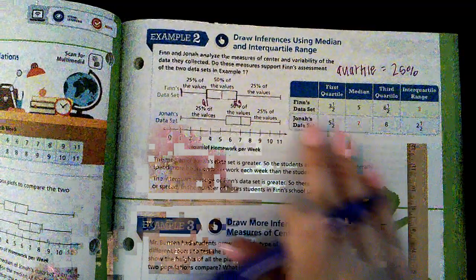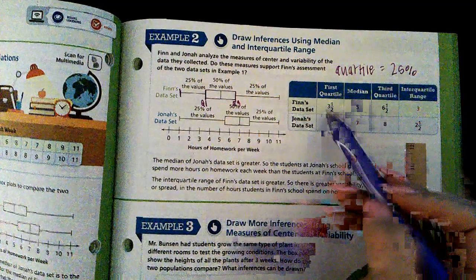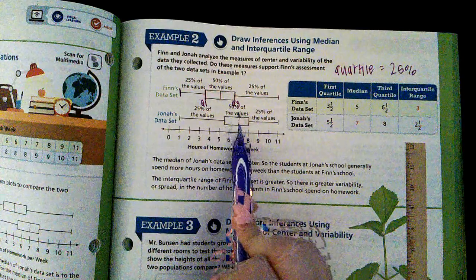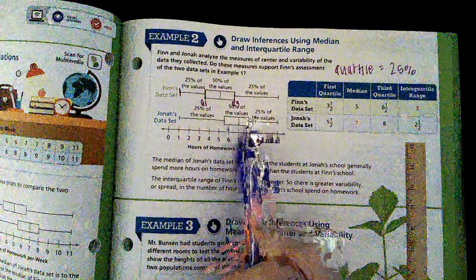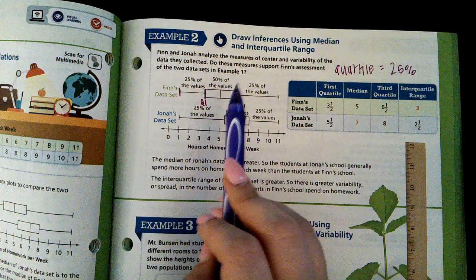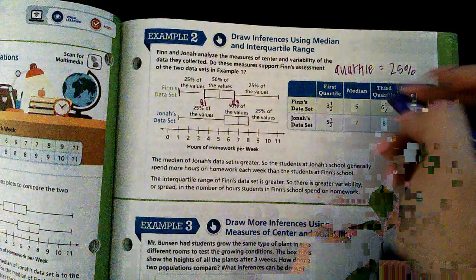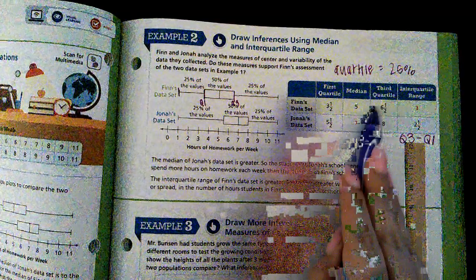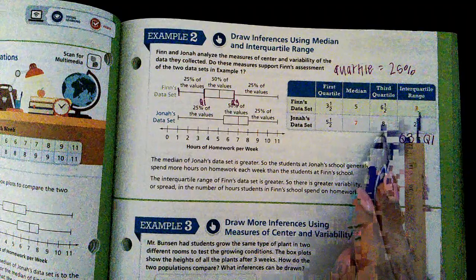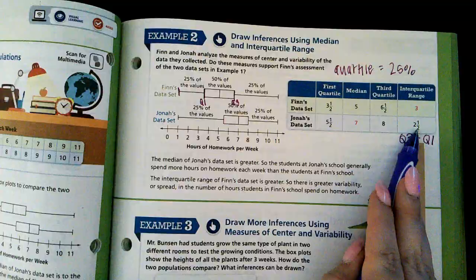Now, based off of this data, the first quartile is at 3.5. We agree with that. And Jonah's is at 5.5. We agree. The median is at 5, and the median is at 7. Your third quartile is at 6.5 and 8. Perfect. And last but not least, our interquartile range. Interquartile range is quartile 3 minus quartile 1. So we would take quartile 3, so 6.5 minus 3.5, and we would get 3. Then we would take 8 minus 5.5 and get 2.5.